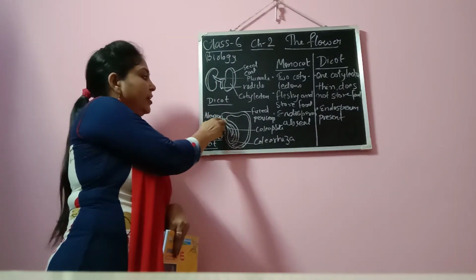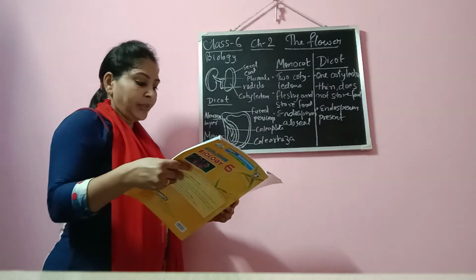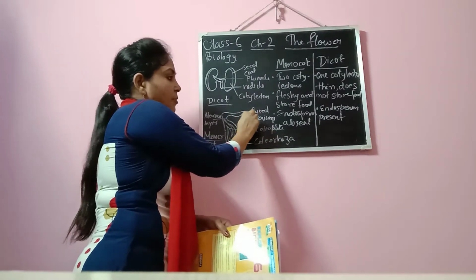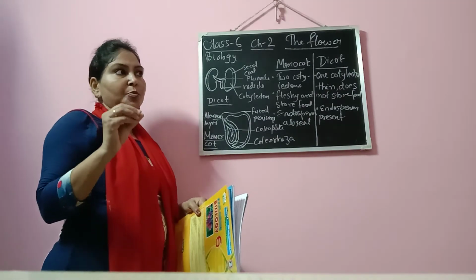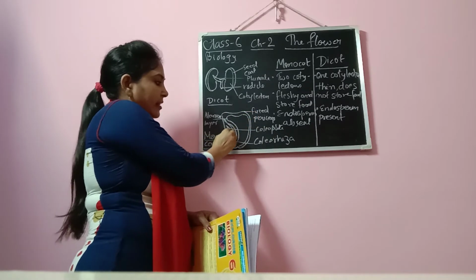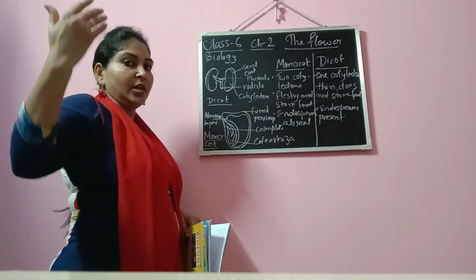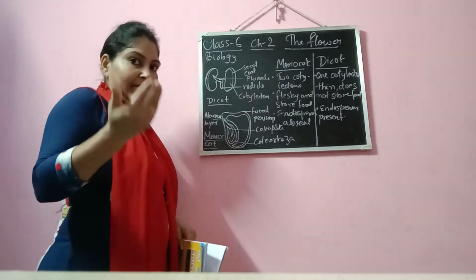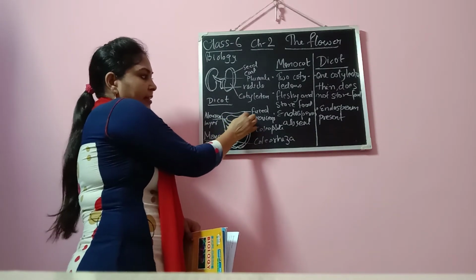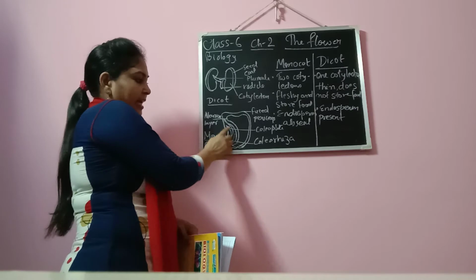So this is the aleurone layer. Now what is the aleurone layer? The aleurone layer is a thin layer that separates the endosperm, which is the food storage part, from the embryo. Embryo is the baby plant from which the new plant is going to develop. So this aleurone layer is separating the endosperm and the embryo.